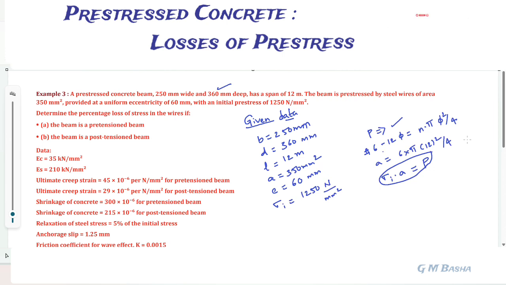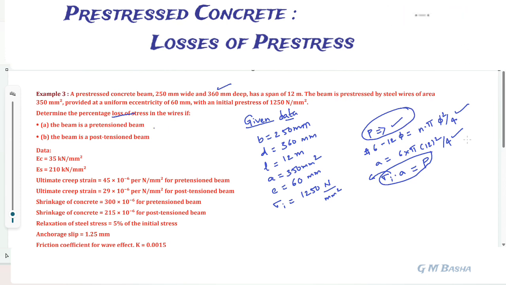So you can calculate the prestressing force directly like this. Sometimes they will give numbers like this, sometimes they will provide area, sometimes they will give stress also, and sometimes they will give the prestressing force directly. So this is different here. Please remember, if they give area, you can calculate the prestressing force. If they give the prestressing force directly, you can substitute that value directly. Along with that, what they asked: determine the percentage loss of stress in the wires.